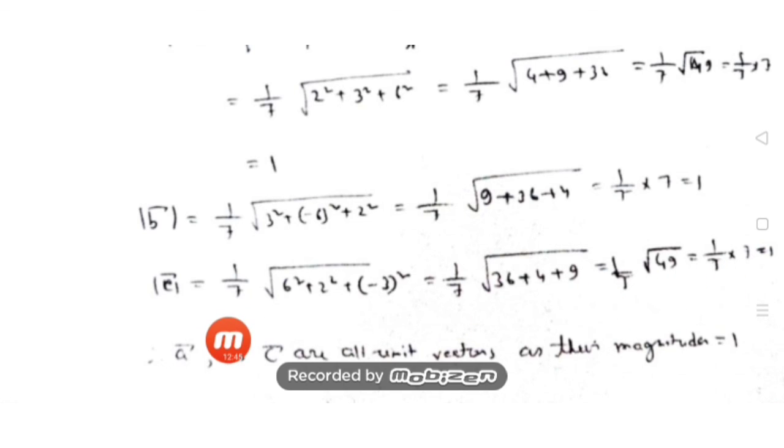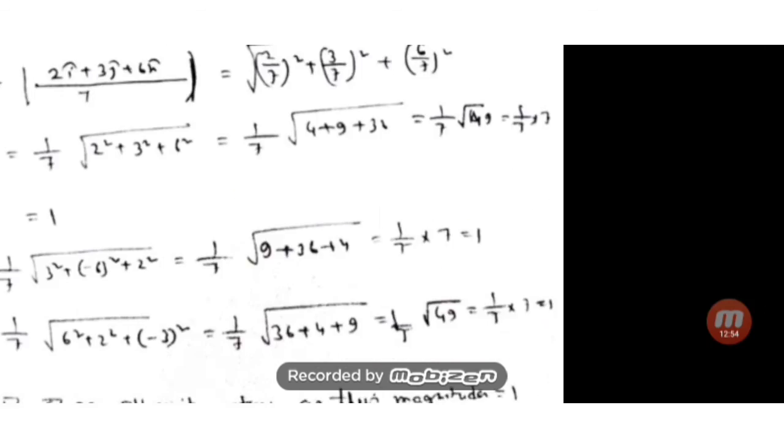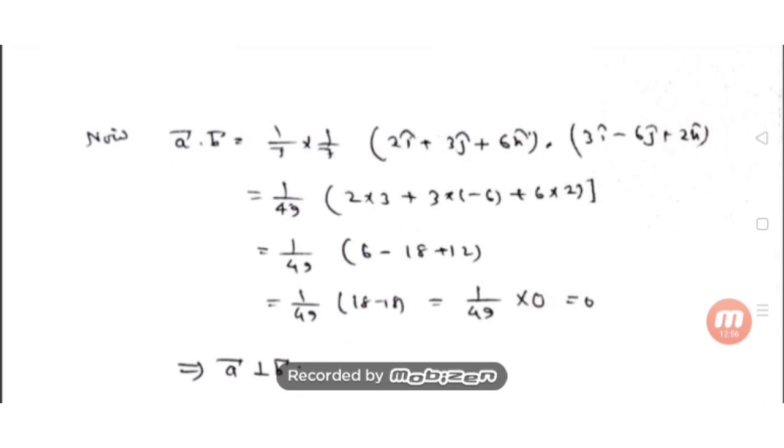So what conclusion can you give? Since the magnitude of all is 1, therefore A bar, B bar, C bar are unit vectors, as their magnitude is 1. Now the next part of the question, you have to show that they are mutually perpendicular. And you know under what condition vectors are said to be perpendicular? By the property of the dot product, if the dot product of two vectors is 0, then we can conclude that the vectors are perpendicular. It works both ways. So let us check that they are perpendicular.